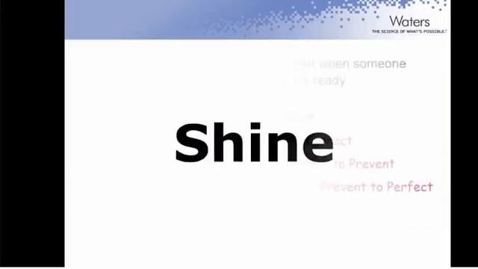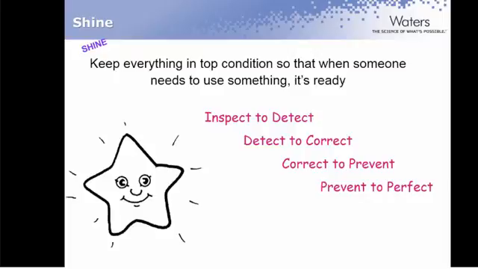So let's talk about shine. That's where you're keeping everything in top condition, especially when somebody needs to use something that's ready to go, so it needs to be clean. So it's like our flasks, our volumetric flasks. You guys experience the same thing. When you're done using them, you have to make sure that you're cleaning them for the next usage, and it could be somebody else that's using it. So again, it's the whole shine.